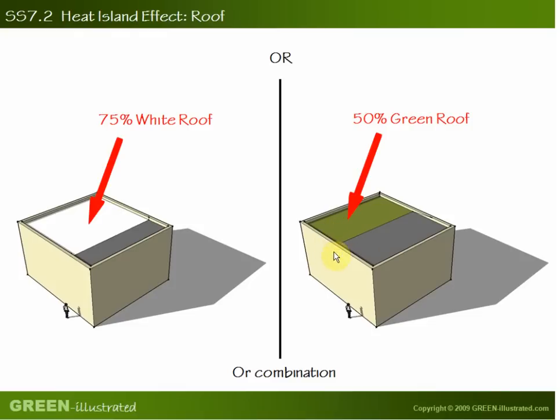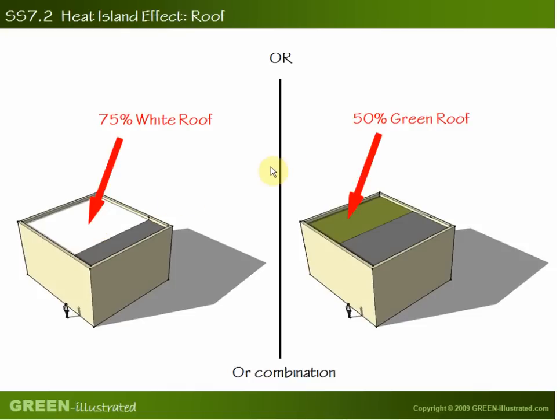It could also help improve the building's thermal insulation value, which is why to achieve this credit you would need to have 75% of your roof be white roof, but only 50% of your roof be a green roof as another option. So it could be either of these two options, white roof, green roof, or a combination of both that would achieve the same weighted result.